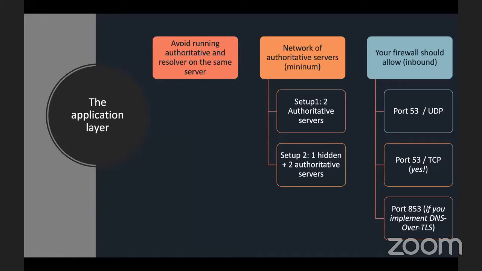And considering the firewall rules, I know many people just allow port 53 over UDP, but not only port 53, please guys, also port 53 over TCP. Yes, it's very important. And if you use DNS over TLS, you also have to allow port 853.